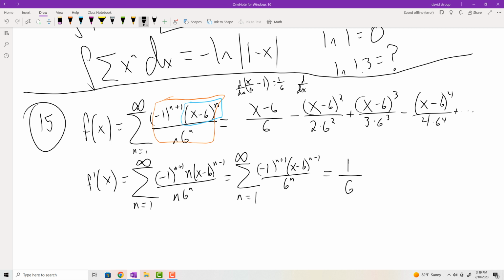And then you do d/dx of the next guy, (x minus 6) squared all over 2 times 6 squared. That's going to be 2 times (x minus 6) all over 2 times 6 squared, which of course is just (x minus 6) all over 6 squared. So I got to make sure the second term in my series now is, and it should be negative, right, because this thing was negative.